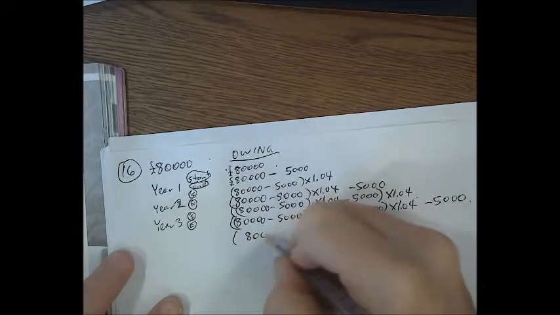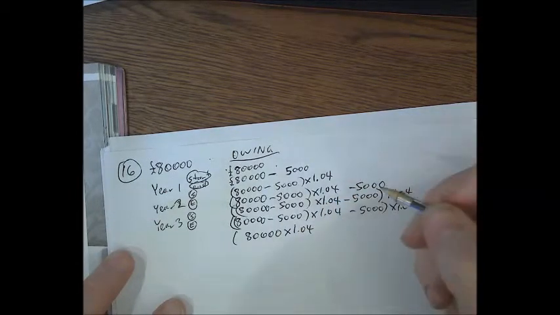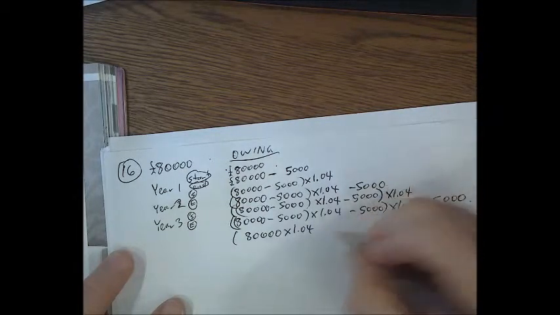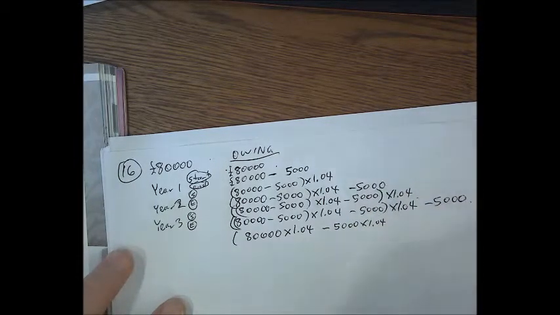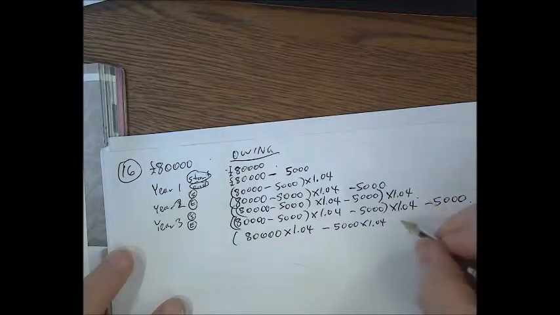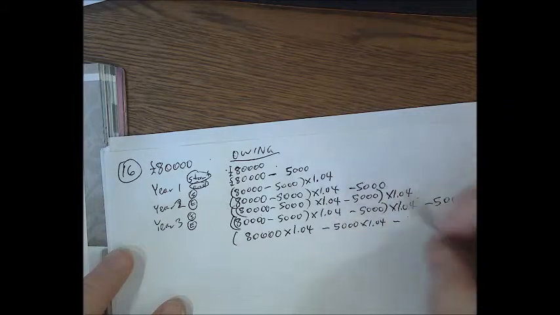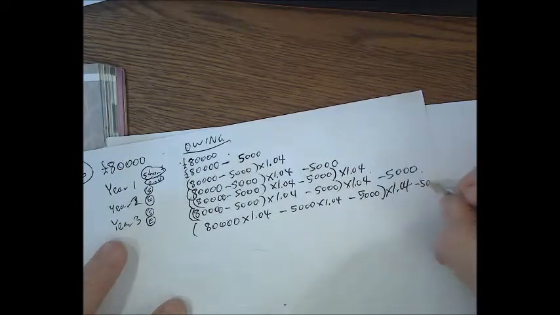So 80,000 times 1.04 minus 5,000 times 1.04 minus, so that's that, here's a minus 5,000, that's that, but this is all being times by 1.04, and then a minus 5,000 is being taken off.